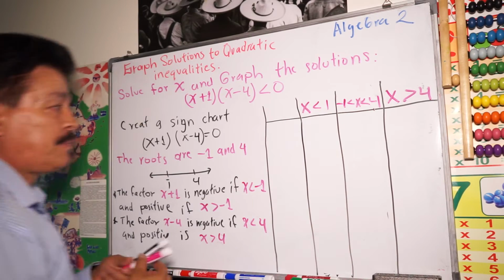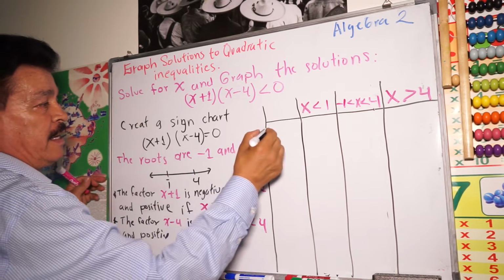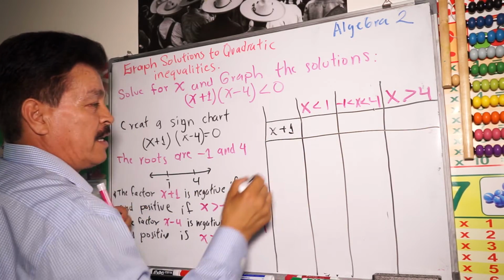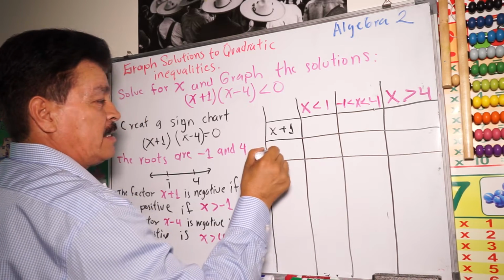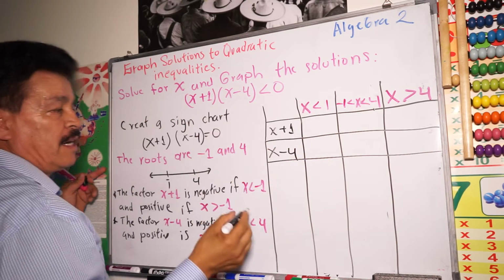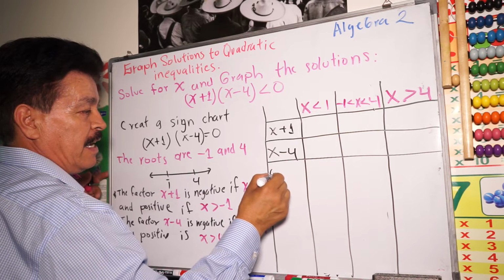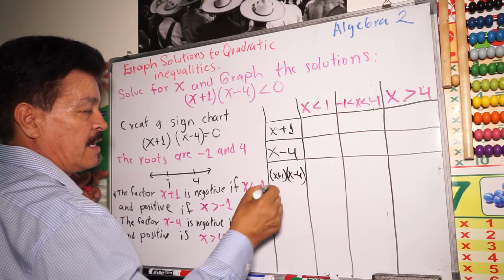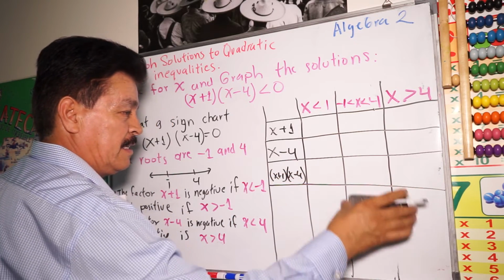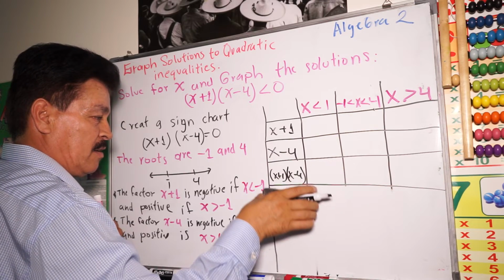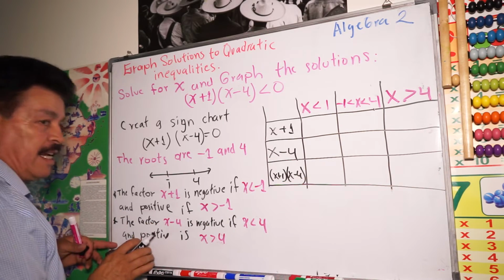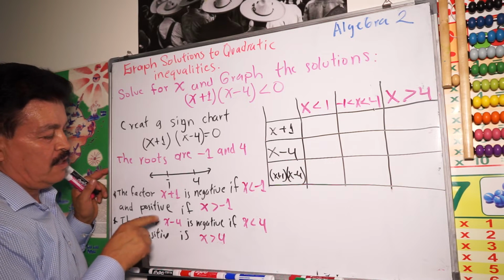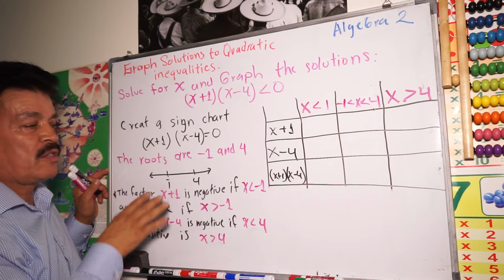Now write here x plus 1 in the first row. Then write the second one, x minus 4, right? Then the last one, x plus 1 times x minus 4, right? This is the last one. With that, the table is enough. We want to check the signs, okay? Check the signs.